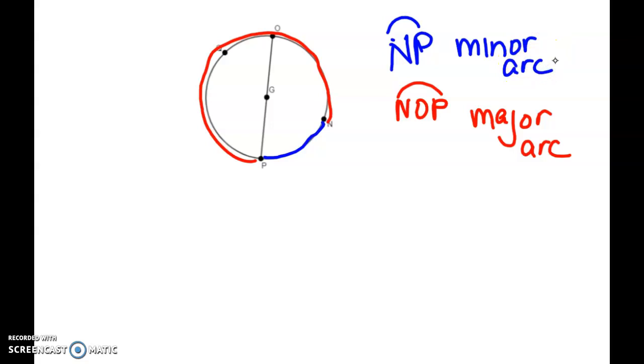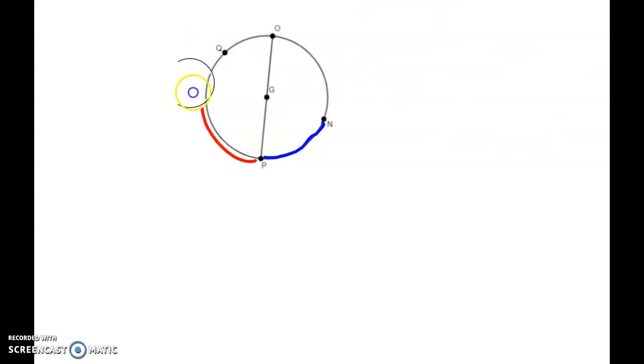Okay? So those are some of the things you're going to have to know today. I know that looks sloppy, so I'm just going to erase it. All right. Let's say I was talking about an arc, and I said arc QO. You would know it's smaller than a semicircle. You start at Q and you go the shortest distance to O, so it's right here. Okay, that's a minor arc.